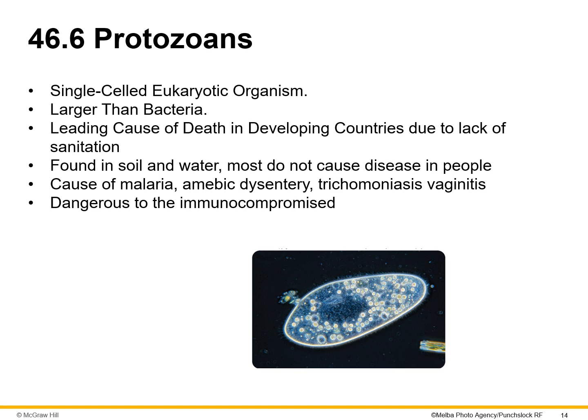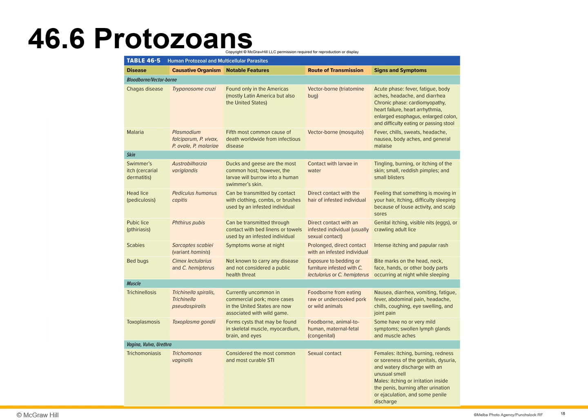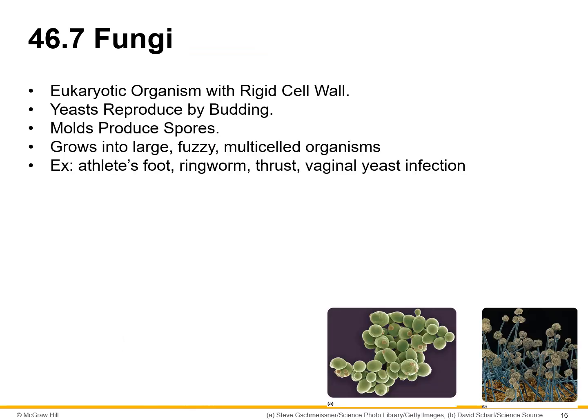This is also the cause of malaria, dysentery, and trichomoniasis vaginitis. Really dangerous to immunocompromised people because they're an opportunistic type of infection, and they're going to be able to take over quickly. More protozoans on this chart if you would like to read and look at the specific symptoms and causes. Next, we're going to talk about fungi.